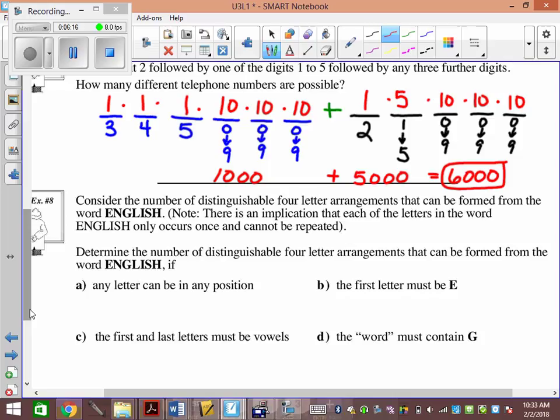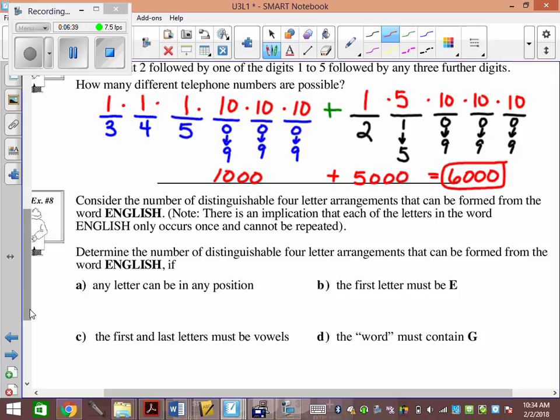So remember how I told you before that the way you know that you can repeat is it doesn't say you can't repeat? And the way you know that you can't repeat is it does say you can't repeat? Well, example 8 is the one situation where it's not going to say you can't repeat, but you can't. So let's look at it.